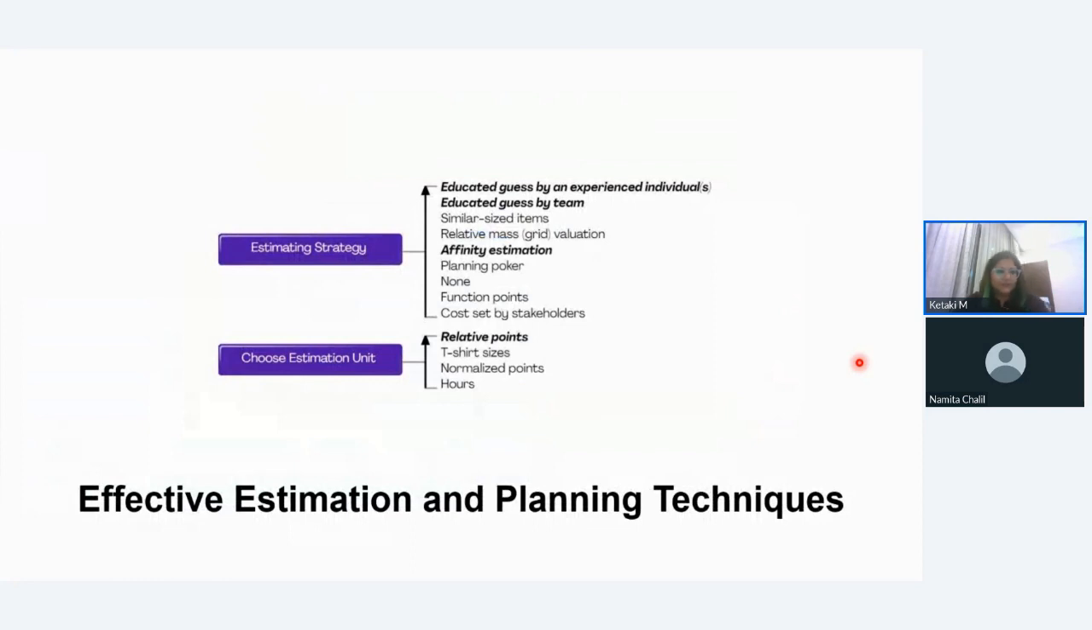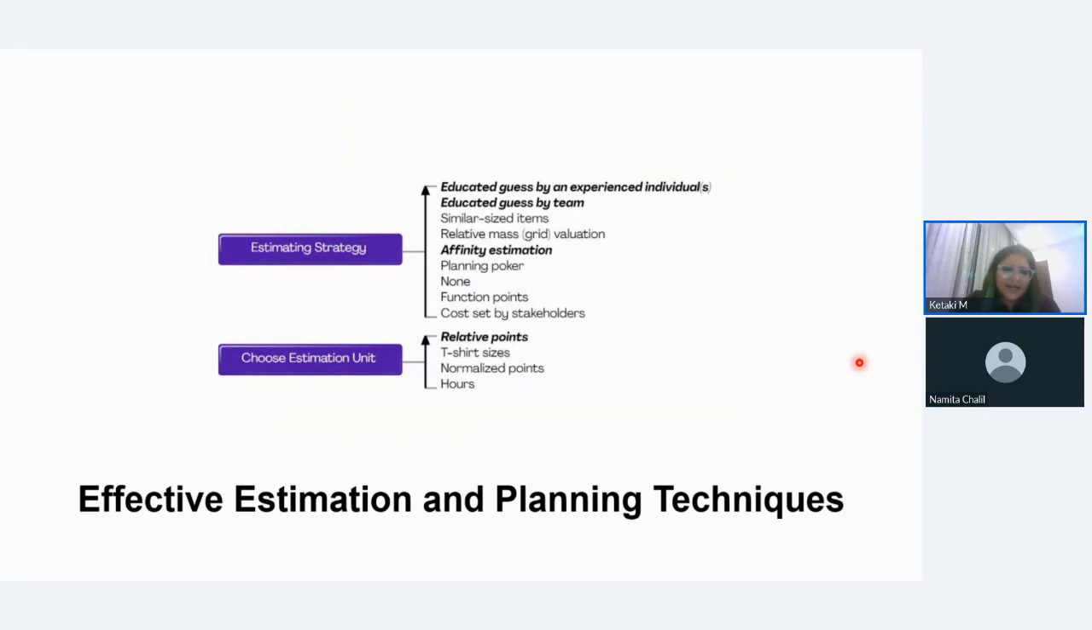Now I'm going to come to effective estimation and planning techniques. This is a snippet from PMI Disciplined Agile, I think from the Disciplined Agile Senior Scrum Master certification. And the arrow represents the choice that is mostly more favorable for us as program, portfolio, or project managers.